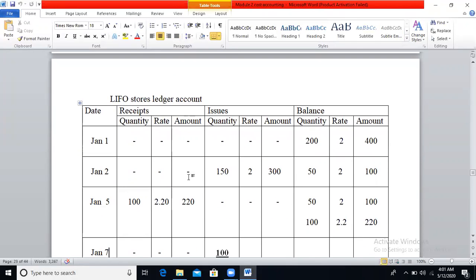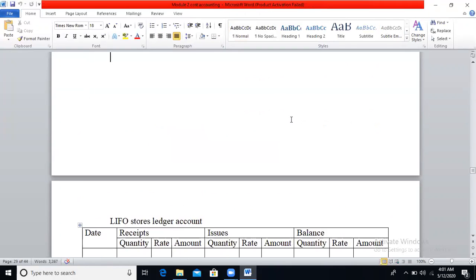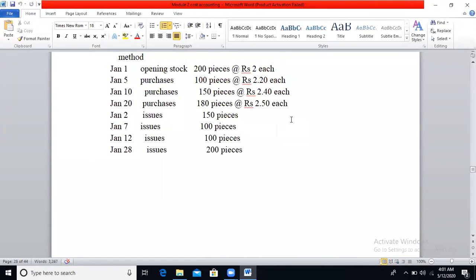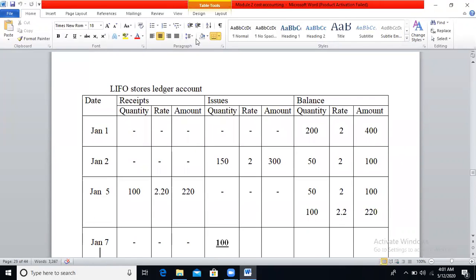As we know, the format of FIFO and LIFO both are the same. The date column, receipts column, issues, and the balance column. See the first transaction, that is January 1st, we are having the opening stock, opening balance of 200 pieces at rupees 2 each. So let's enter this.